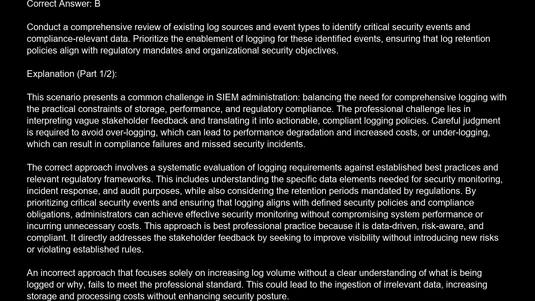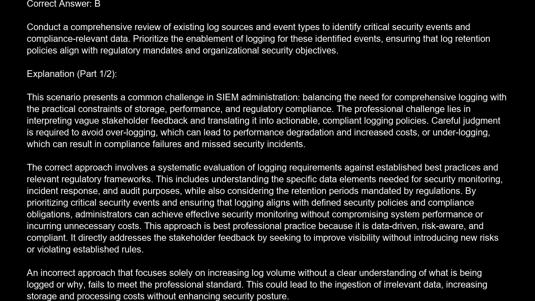The professional challenge lies in interpreting vague stakeholder feedback and translating it into actionable, compliant logging policies. Careful judgment is required to avoid overlogging, which can lead to performance degradation and increased costs, or underlogging, which can result in compliance failures and missed security incidents.